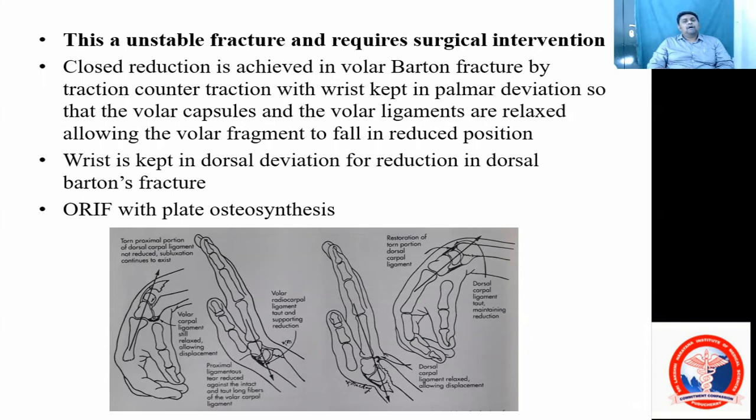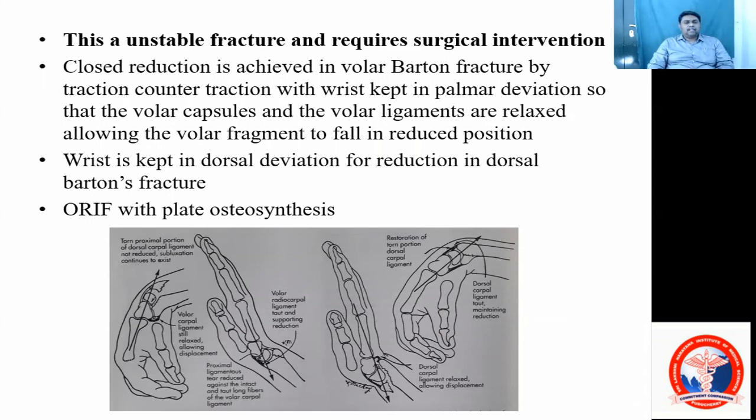So open reduction internal fixation with plate osteosynthesis is recommended. So how are you going to do a closed reduction? Whenever a patient comes to the casualty, you have to immobilize the wrist. For that, you have to do a closed reduction, relieve the pressure, and put a POP. How you are going to do it is you will always give a traction, counter traction.